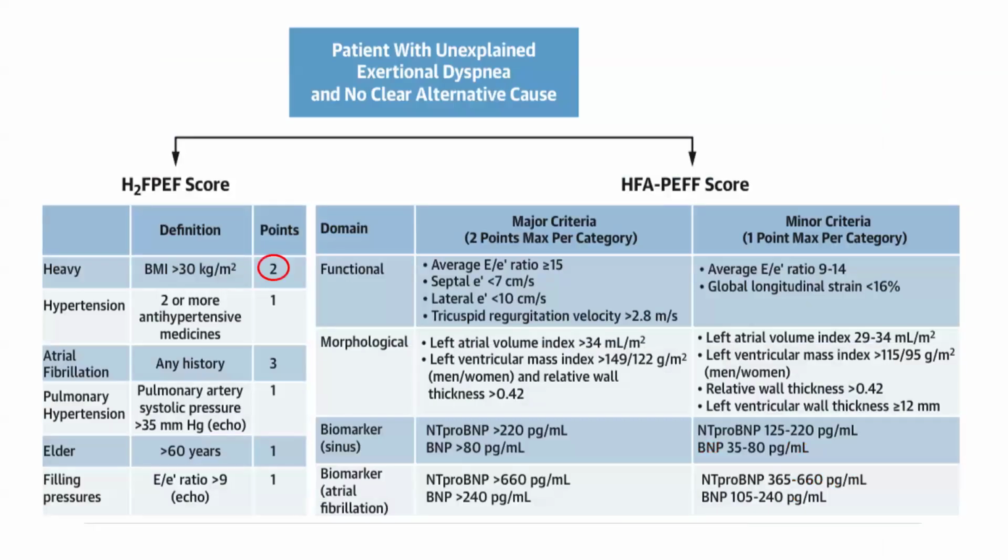And then we calculated his H2FPEF score. So he had 2 points for a BMI more than 30, a point for hypertension, a point for pulmonary hypertension, and since he's 71, also a point for his age, and his E over E prime was 15. So his total score was 6, which is diagnostic of heart failure with preserved ejection fraction.